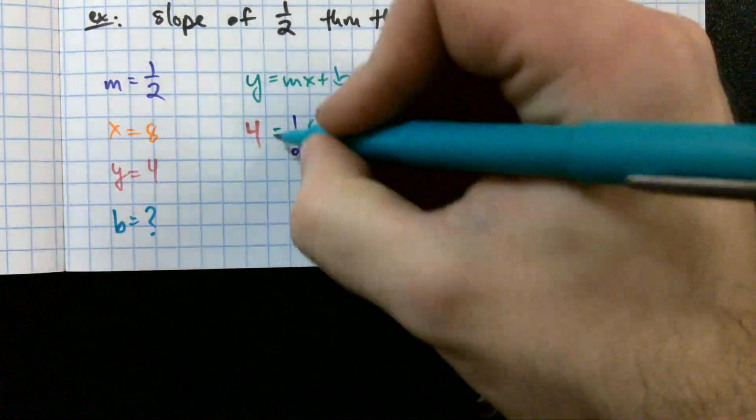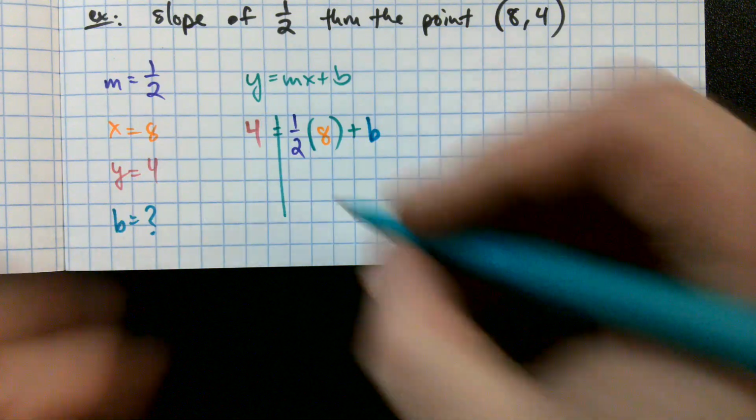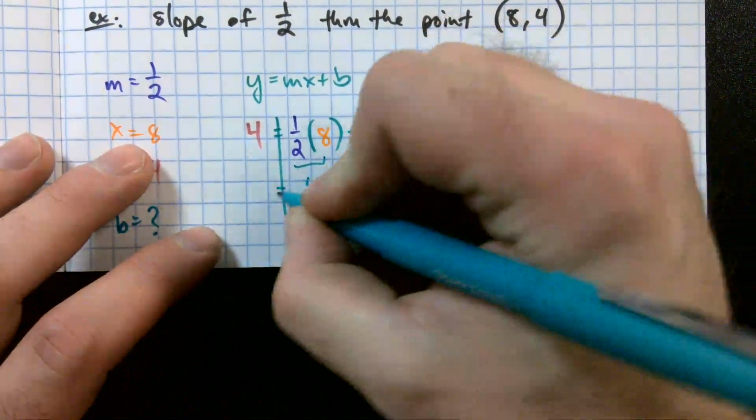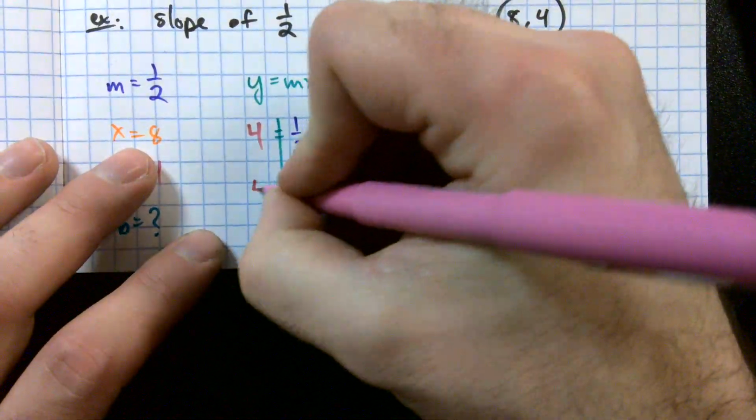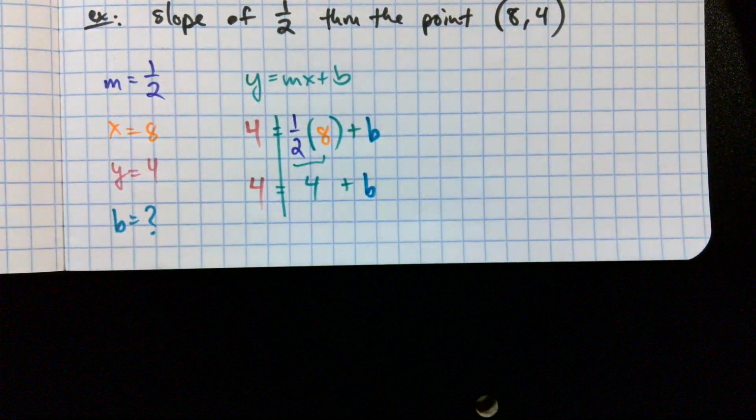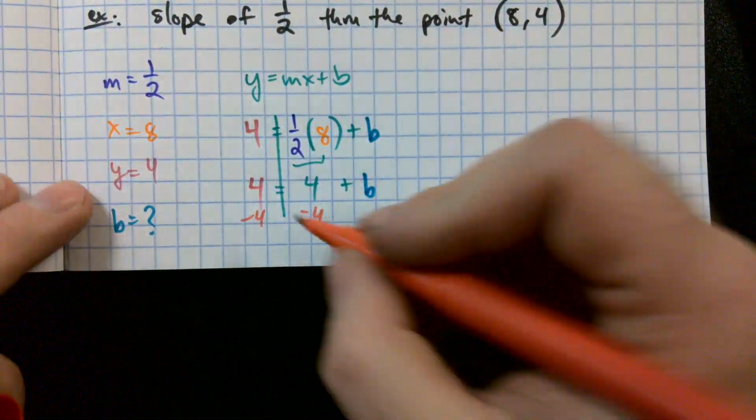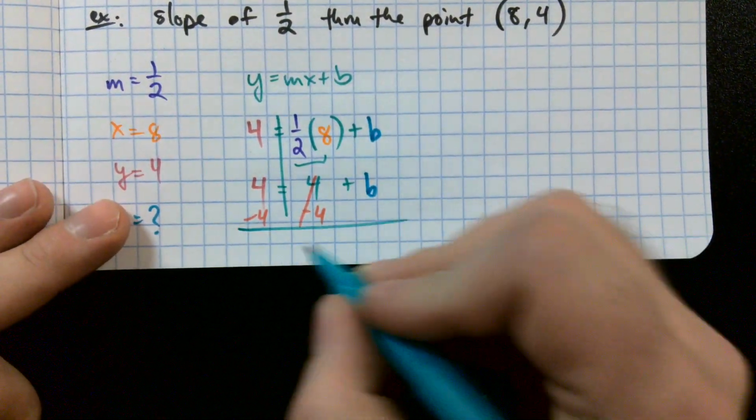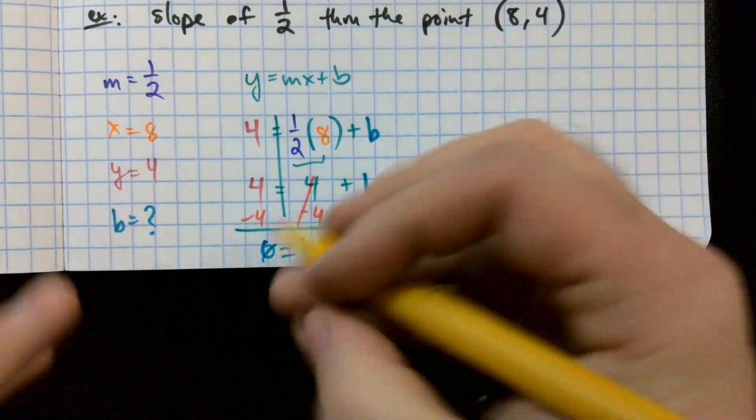All right? Now I'm going to solve. What is 1/2 times 8? 4, right? It's just like 8 divided by 2. So I've got 4 plus b equals 4. How can I get b all by itself? Subtract the 4. What is 4 minus 4? 0. So what is my b equal to? 0.